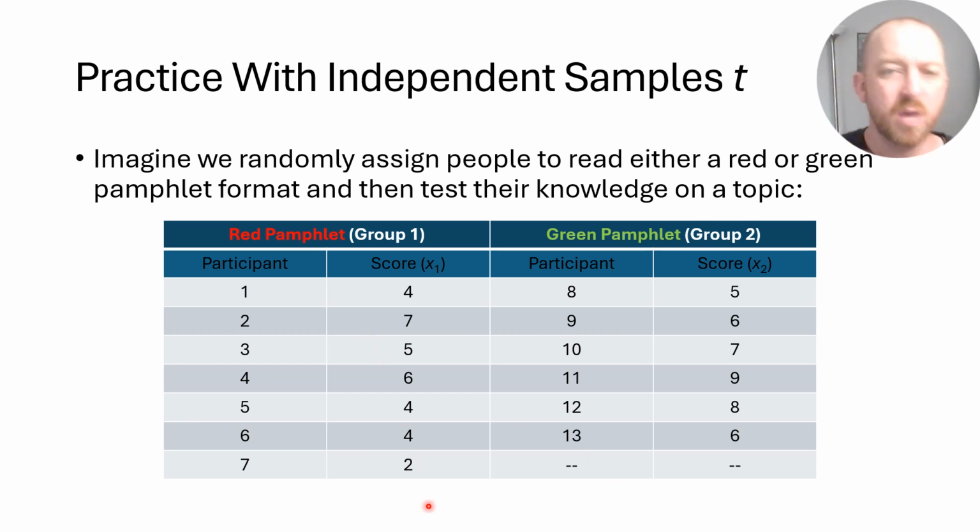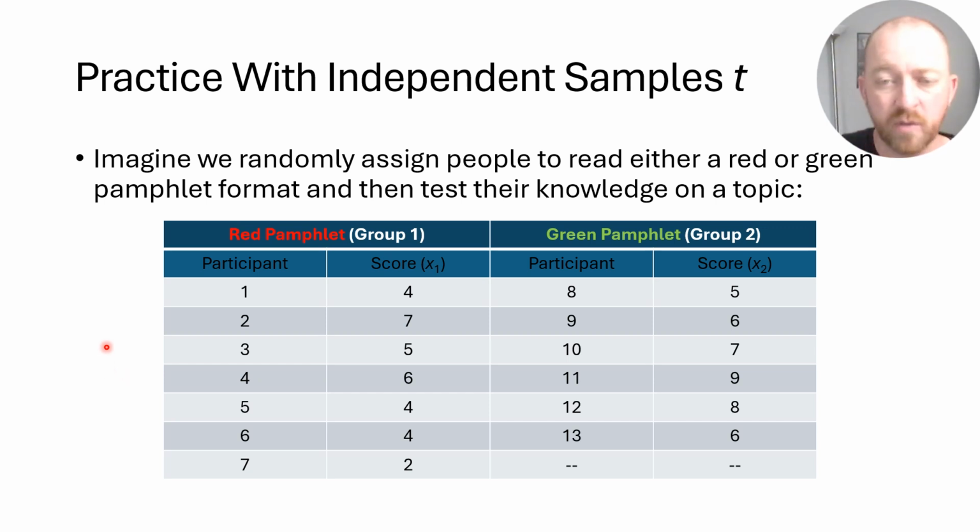So really quickly, we have independent samples here, a dichotomous independent variable, which is which pamphlet they read, and then we have a continuous measure as our dependent variable, which is of course the quiz score. Let's say it's out of 10 or something, it doesn't really matter again. Okay, a couple of things to note here. First of all, you'll see there are 6 people in the green pamphlet group and 7 people in the red pamphlet group. Is that a problem?